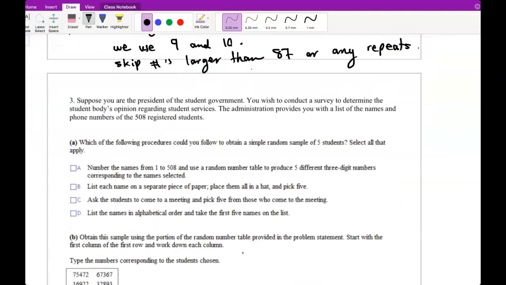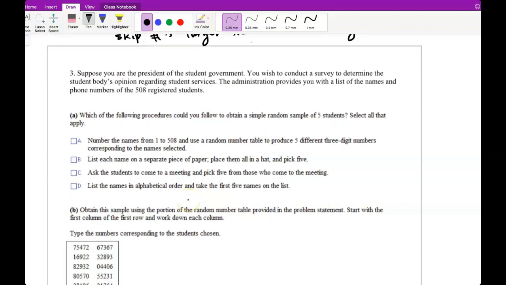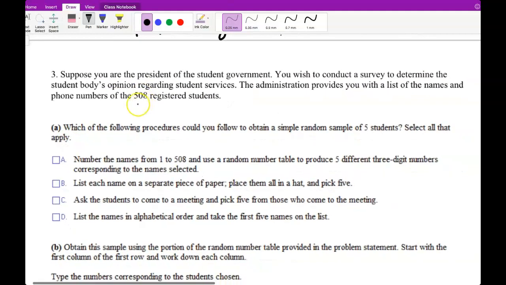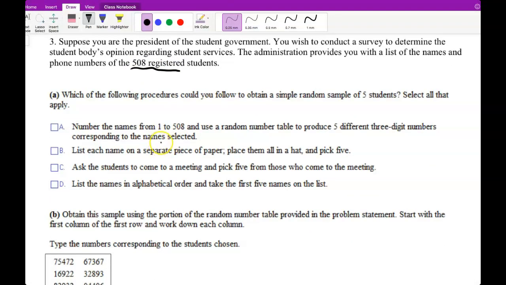Okay, finish that one. Now, next page, number 3. Suppose you are the president of student government. You wish to conduct a survey to determine the student body's opinion regarding student services. The administration provides you with a list of the names and phone numbers of 500 registered students. So we have 500. Part A, which of the following procedures could you follow to obtain a simple random sample of 5 students?